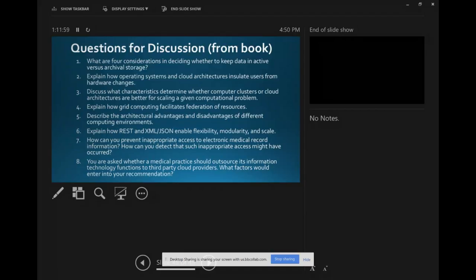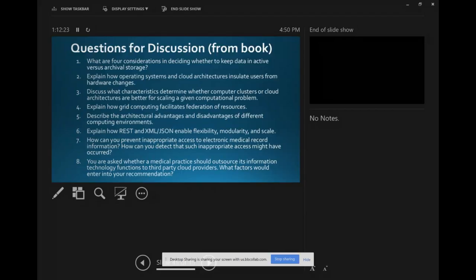I would probably put that in active storage, although maybe a lower cost tier of active storage, because there's significant impacts if I don't have it right away. Certainly things like databases that I'm banging on all the time, I probably would keep in active storage. What about backups of that database? Probably on archival storage. Okay.